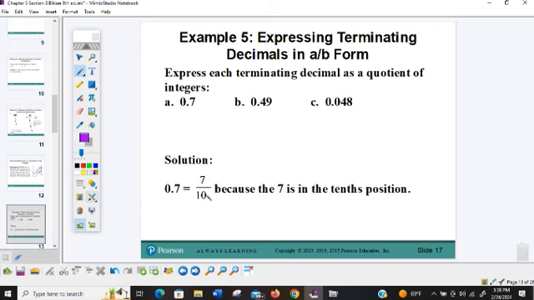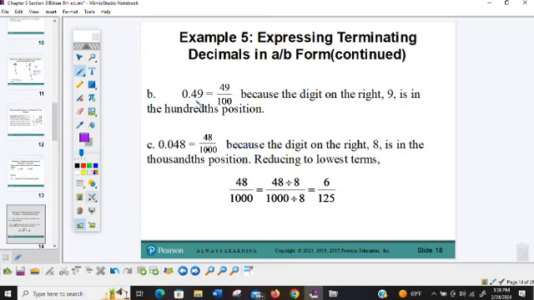will not reduce. Now I'm going to tell you a little trick here. If there's one digit after the decimal, you're going to have a 1 and 1 zero. If there's 2 digits after the decimal, you're going to have a 1 and 2 zeros. This one has 3 digits after the decimal, so you're going to have a 1 and 3 zeros. On this one, this is 49 hundredths, so we put 49/100, okay, a 1 with 2 zeros. This will not reduce. This one is 48 thousandths, so we put 48/1000, a 1 with 3 zeros. This will reduce. It has a common factor of 8, and in lowest terms, it would be 6/125.